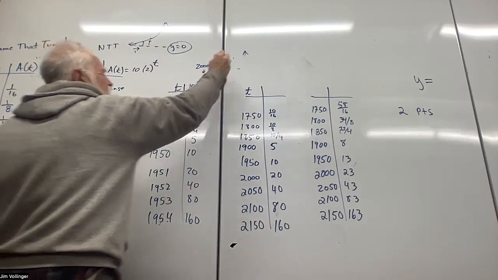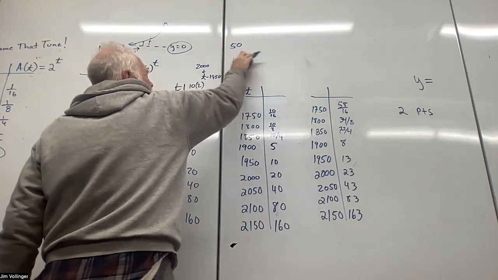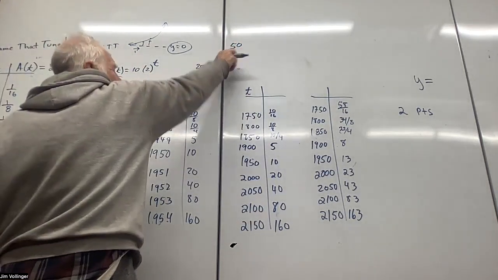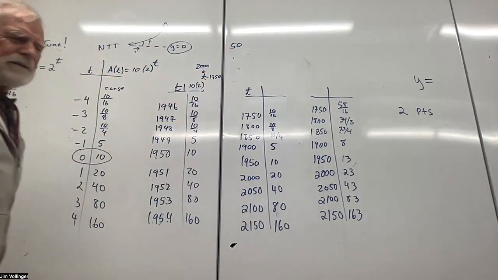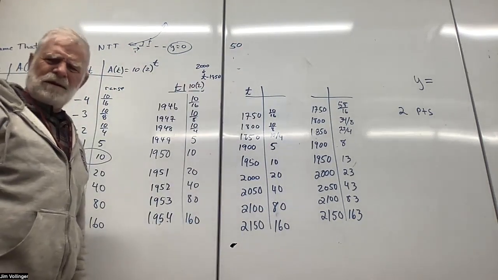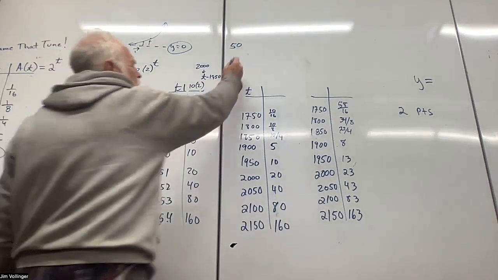2000 minus 1950 is 50. That's not the number 1. How could we make that number 50 the number 1? Well, I can't add or subtract something because then it would make this number not work. What's another way I could make the number 50 act like a 1?